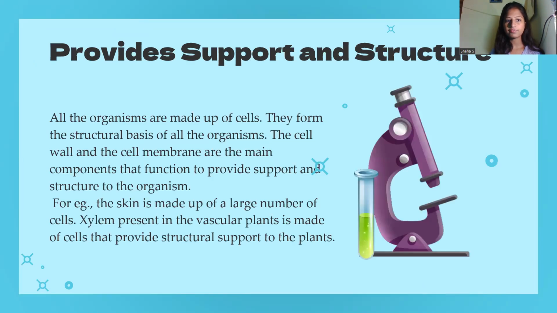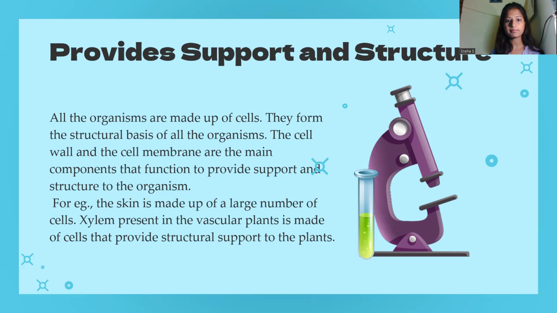The first function is to provide support and structure. Let us see a cell. We all know that a cell is made up of a cell membrane and a cell wall. The cell membrane and cell wall provide the support and structure to that particular cell, and the cells as a group, as a whole, provide support to the organism. All organisms are made up of cells that form the structural basis of all organisms.